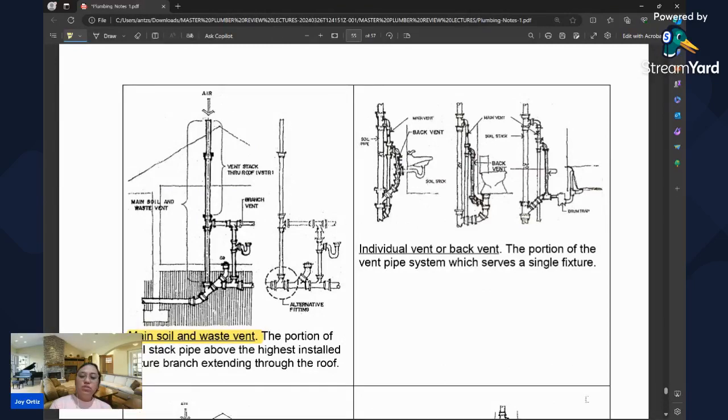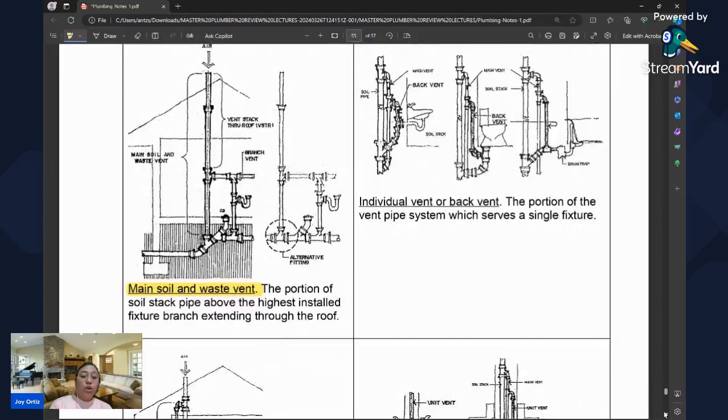Okay, we have first the main soil and waste vent. As we can see here, from the roof going out, we have the main vent. That's a main vent and waste vent. This is the portion of the soil stack above the highest installed fixture branch extending through the roof. That is what we call the main vent.